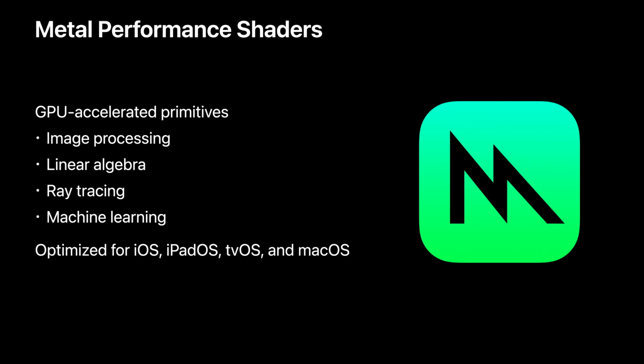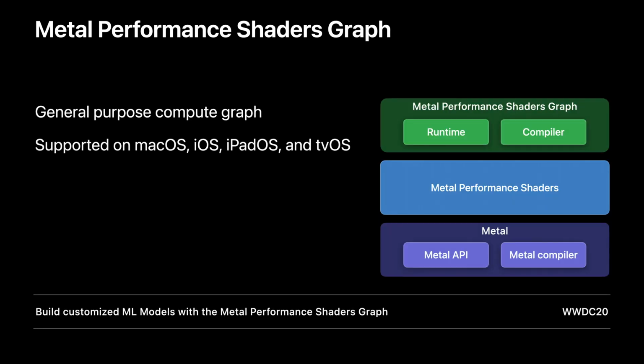MPS is a library of Metal-based high-performance GPU-accelerated primitives for varied fields like image processing, linear algebra, ray tracing, and machine learning. The MPS team optimizes Metal kernels to give the best performance on each hardware across Apple's various platforms. Last year, we introduced the MPSGraph framework, a general-purpose compute graph for the GPU. It is supported on macOS, iOS, iPadOS, and tvOS, same as the MPS framework. Please watch our last year's session to get more introductory details on MPSGraph.